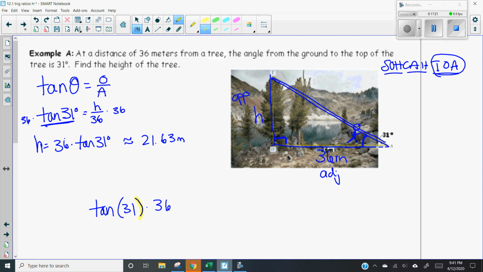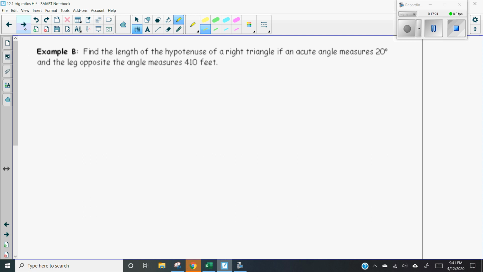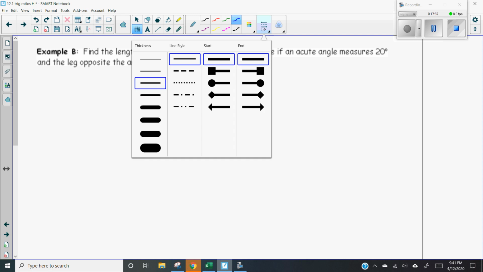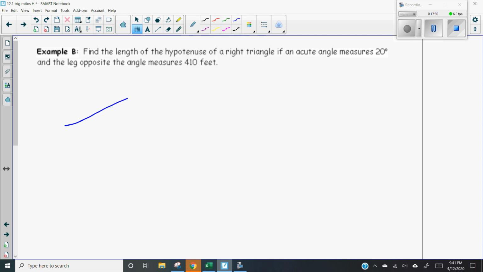Okay, let's try another one. Find the length of the hypotenuse of a right triangle if an acute angle measures 20 degrees and the leg opposite the angle measures 410 feet. So let's make a little sketch here. Just a small little 20-degree angle.